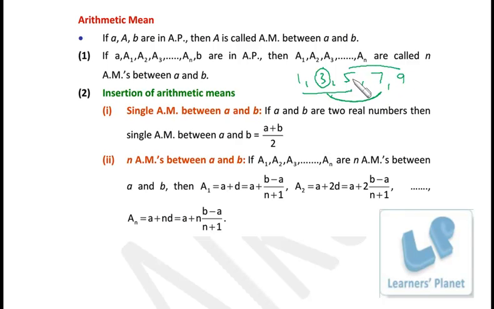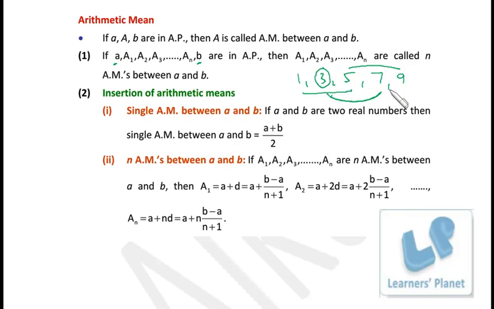Similarly, we can take 5, 7 and 9. So 7 is the arithmetic mean between 5 and 9. 5 plus 9 by 2 is 7, right? So that's pretty simple. Similarly, if A, A1, A2, B are in AP, then A1, A2 are called arithmetic means between A and B, right? So suppose we have 1 and 9, then 3, 5, 7 are known to be arithmetic means between 1 and 9, right?